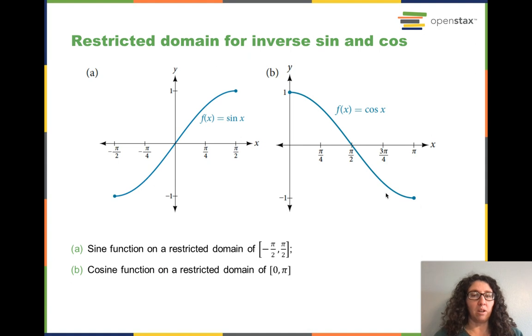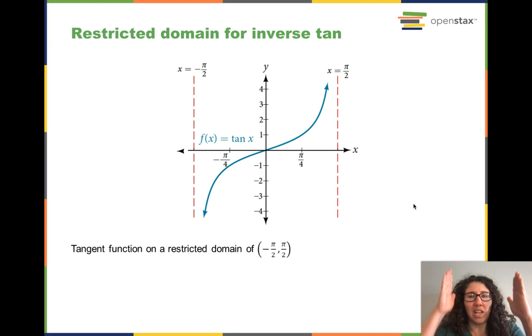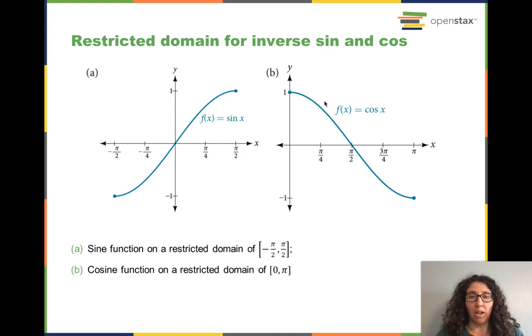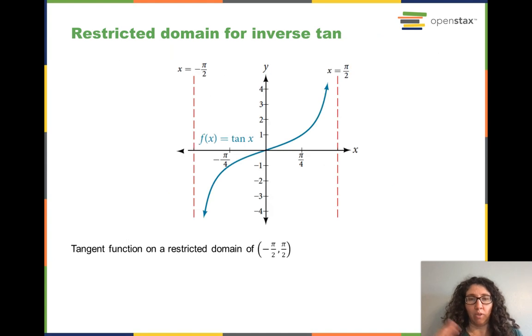Cosine, we take from here to here. Tangent's a little bit more obvious. We just take the middle section that goes from negative pi halves to pi halves, and that's the part of tangent that by convention we restrict the domain to so that it can have an inverse. Let's look at each of these. All of these pass the horizontal line test. They are 1-to-1. For every y value, there's only one x value.